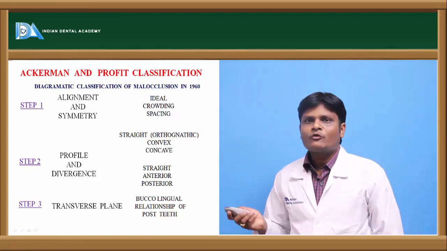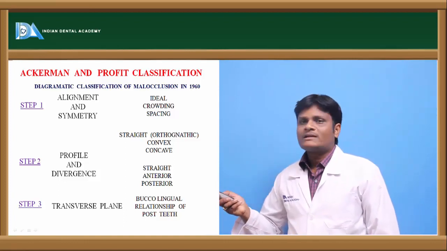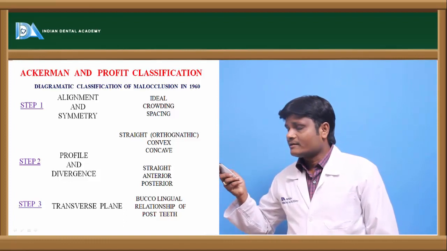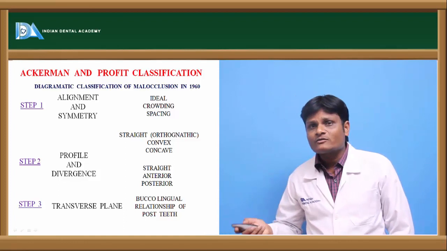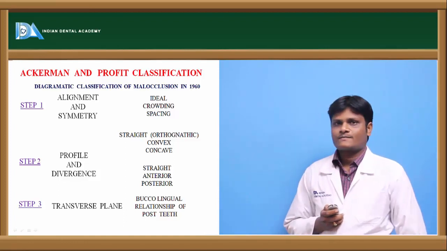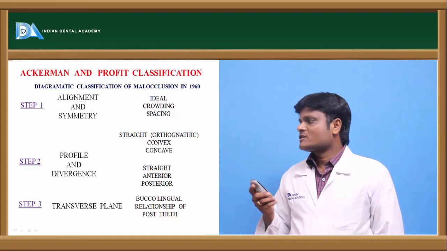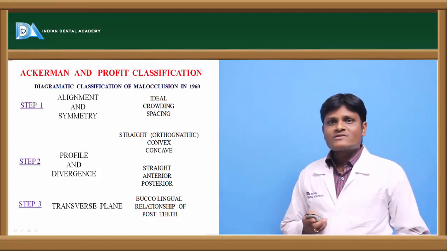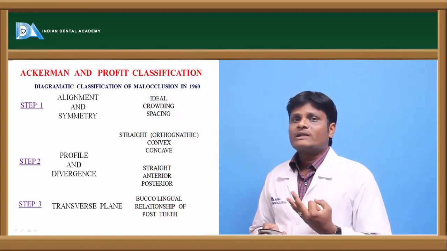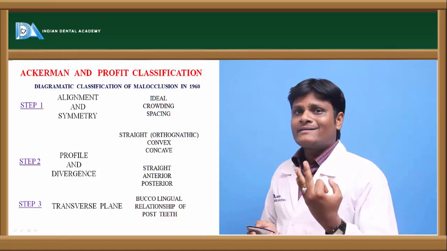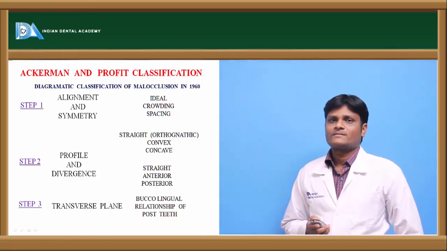Step 1, we look for alignment and symmetry, whether the alignment and symmetry is ideal, whether there are any spacings or crowdings in the dental arches. Step 2, we look at profile and divergence of the face, whether the patient has a convex profile, straight profile or concave profile, whether the face is anteriorly divergent, straight divergent or posteriorly divergent.